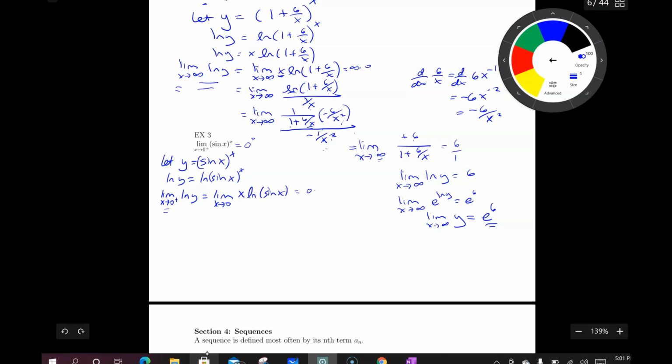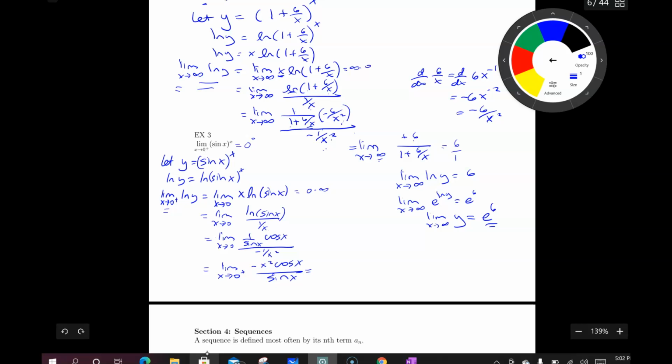So here I have 0 times infinity. You know never to put the ln in the denominator. So let's put the x in the denominator as 1 over x. Now it's infinity over infinity. Let's do L'Hopital's. So I get 1 over sine of x times cosine of x, over negative 1 over x squared. So I'm going to multiply by the reciprocal. Oh, lost my negative sign there. So I'll get negative x squared times cosine of x over sine of x.